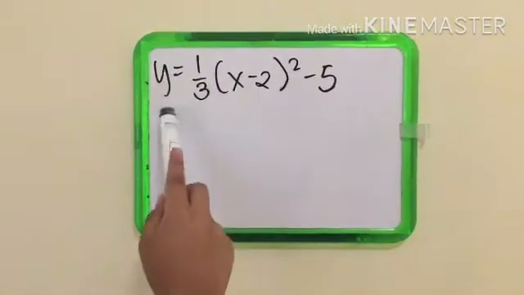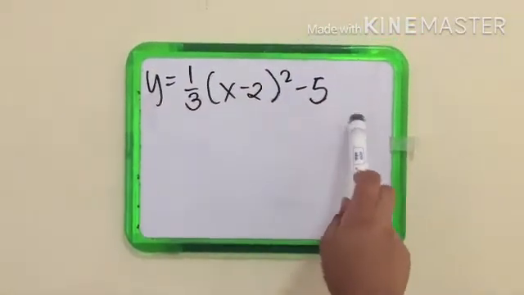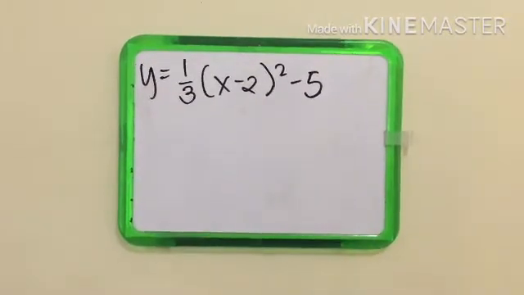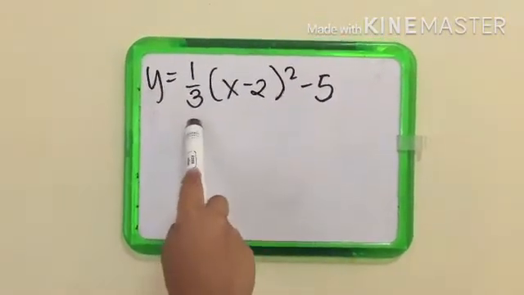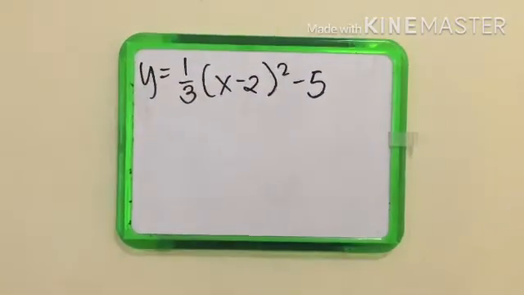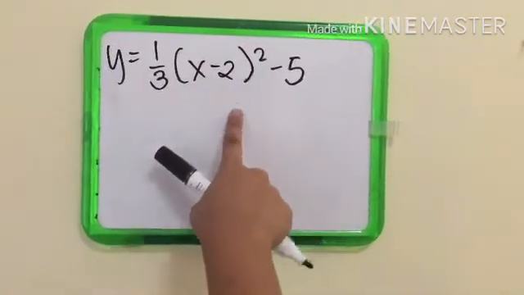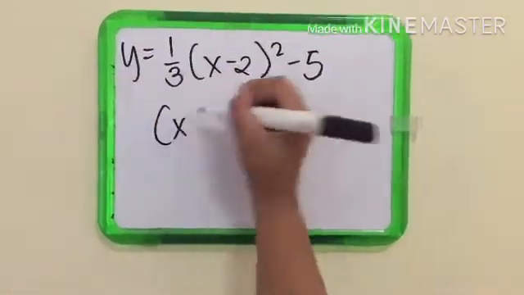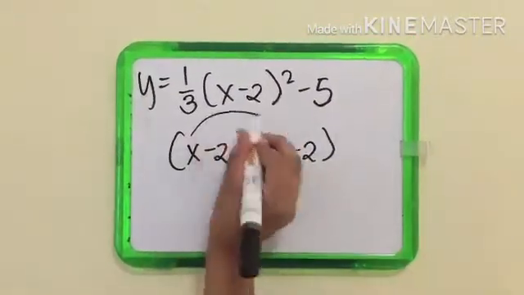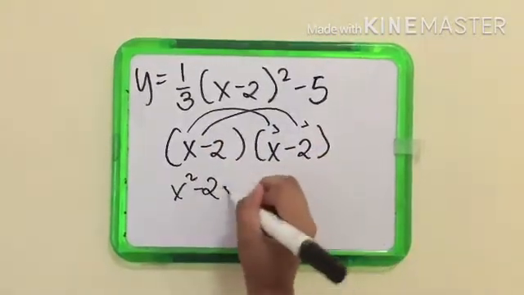We have y equals 1/3 times (x minus 2) squared minus 5. This example is more difficult to solve because we have a fraction, the 1/3. Again, we are going to do the same steps. We multiply (x minus 2) by itself, so we have (x minus 2) times (x minus 2). Again, we use the FOIL method. So we have x squared, and we have negative 2x.